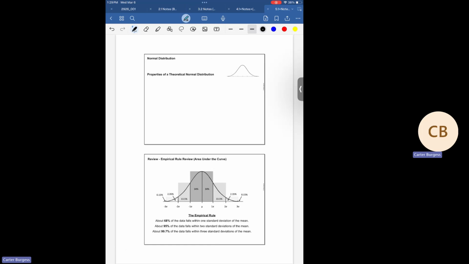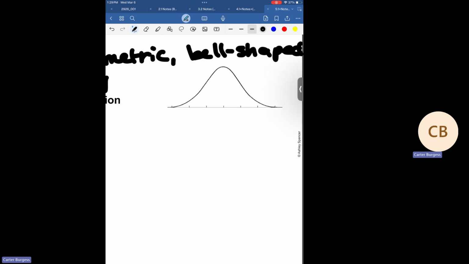Interesting about the normal distribution, this is going to be the first continuous PDF that we look at. So we define the normal distribution to be a continuous, symmetric, bell-shaped PDF of a random variable, which is drawn exactly as you see here in your notes.